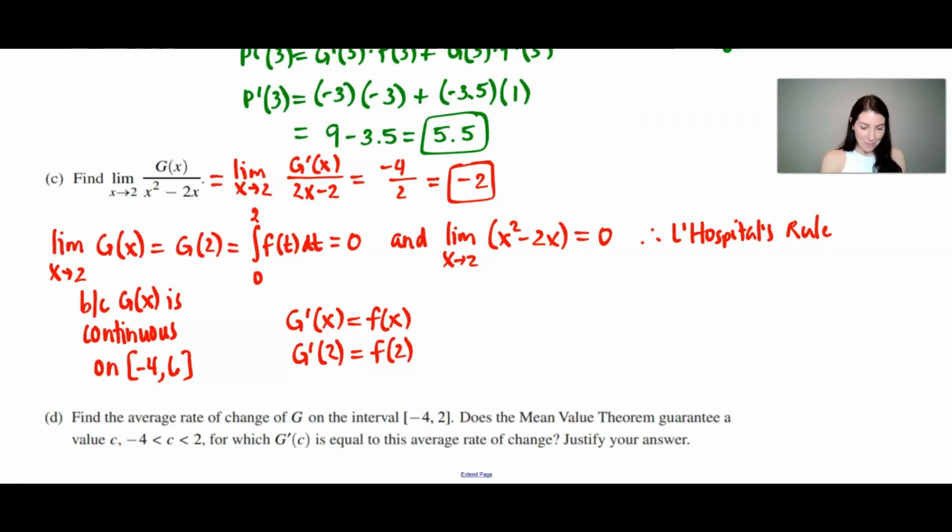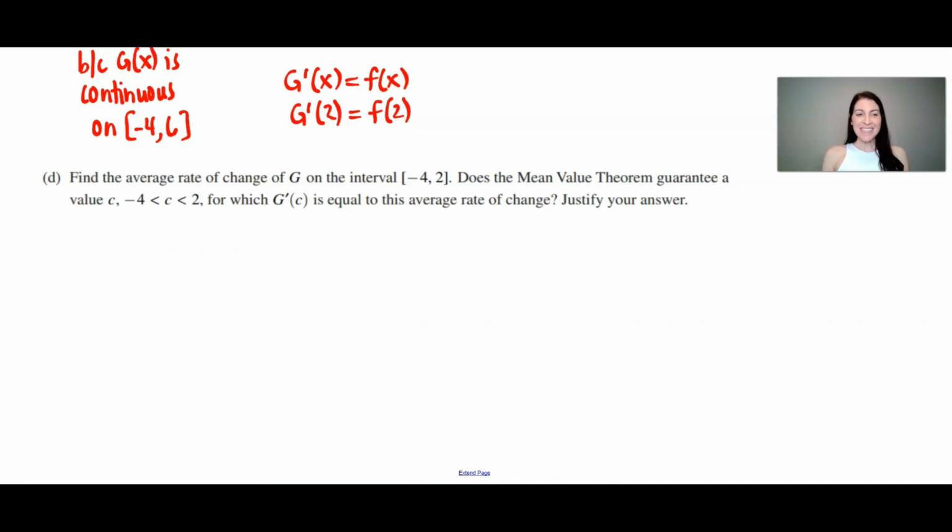And now on to the final part, Part D. Part D says, find the average rate of change of G on the closed interval from negative 4 to 2, and then asks, does the mean value theorem guarantee a value of C between negative 4 and 2 for which G prime of C, or the instantaneous rate of change, or the derivative, is equal to this average rate of change? And we will justify our answer.